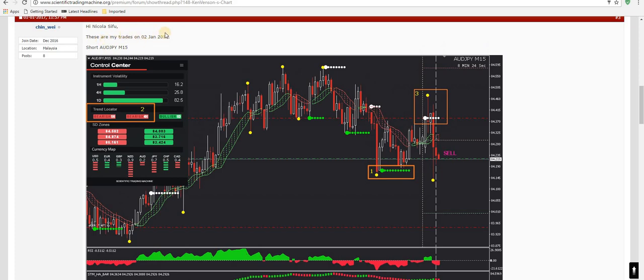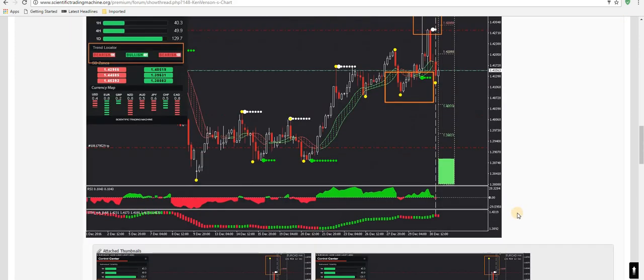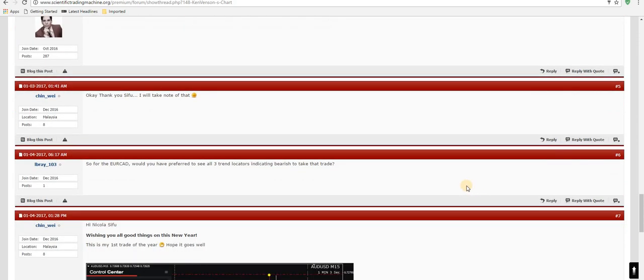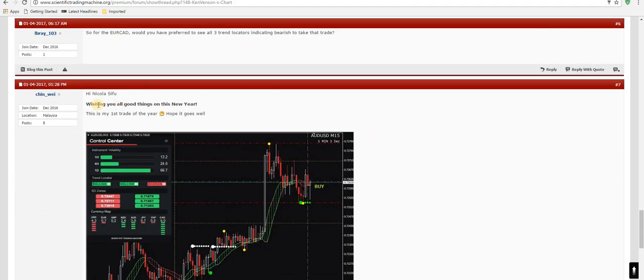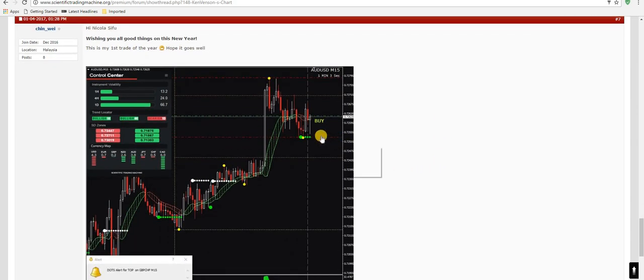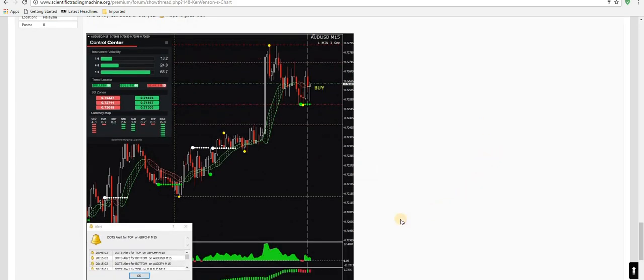All right, these are my trades January 2nd. I think I might have showed this individual's trades. Let's keep on going down. All right, so 1-4. Wishing you all good things in this new year. This is my first trade of the year. Hope it goes well. All right, so this individual entered a buy trade on the 15-minute chart.